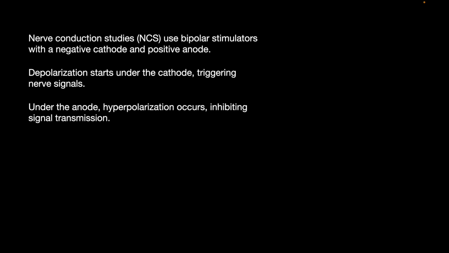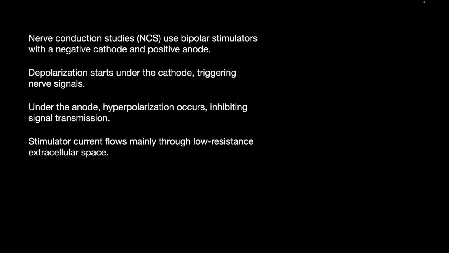Now, nerve conduction uses a bipolar stimulator with a negative cathode and positive anode. The depolarization starts under the cathode, triggering the nerve signals. Under the anode, there is hyperpolarization occurring, inhibiting the signal transmission. But the most important for us is the cathode, which creates a negative inside this tissue. This negative created inside the tissue will attract more sodium, thereby making the sodium concentration very high and inducing an action potential by pushing the sodium into the nerves.